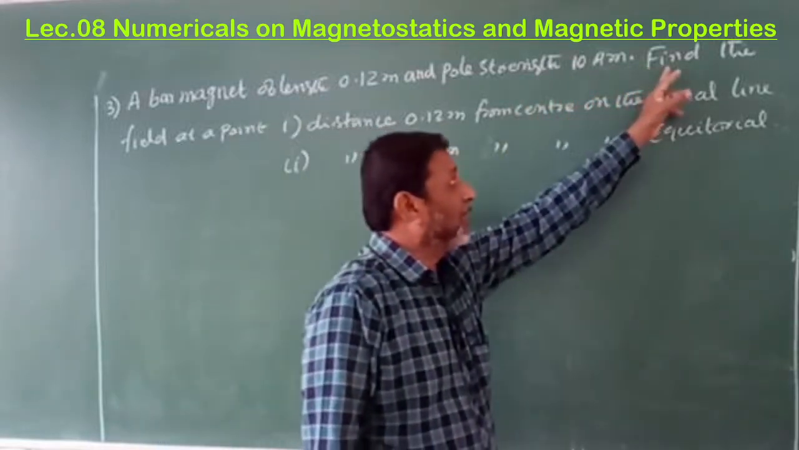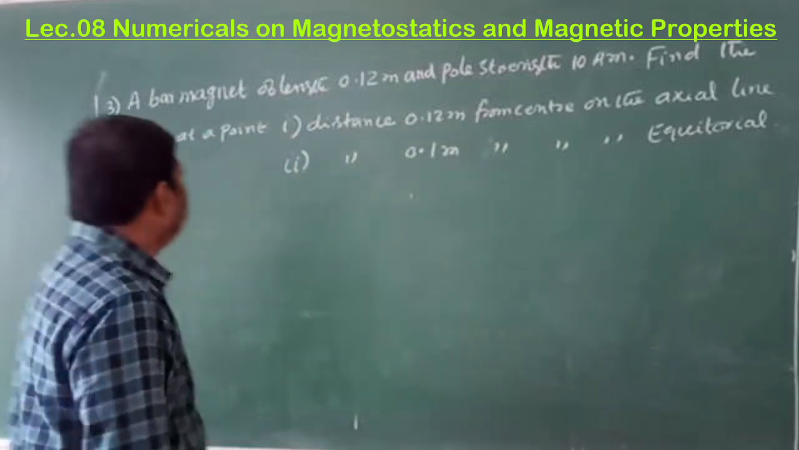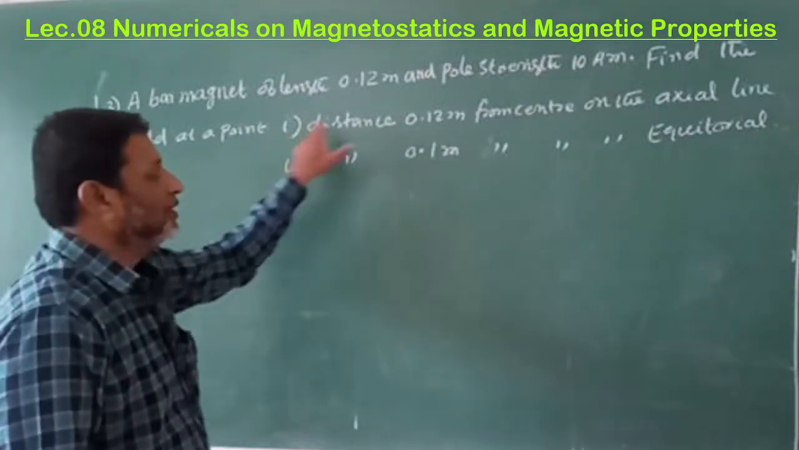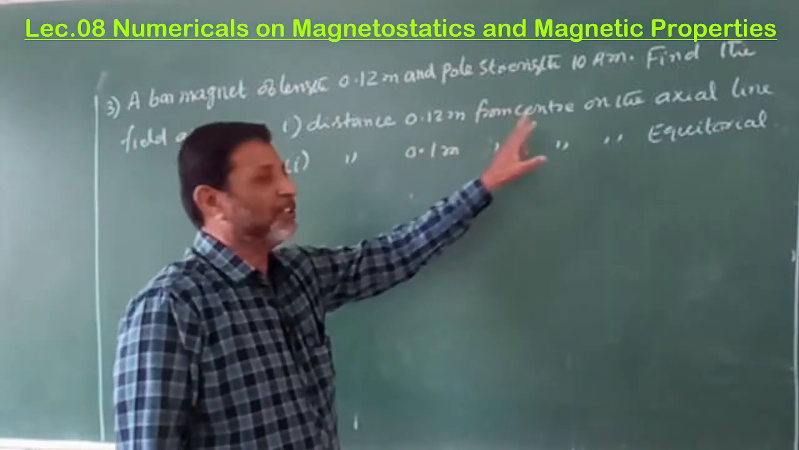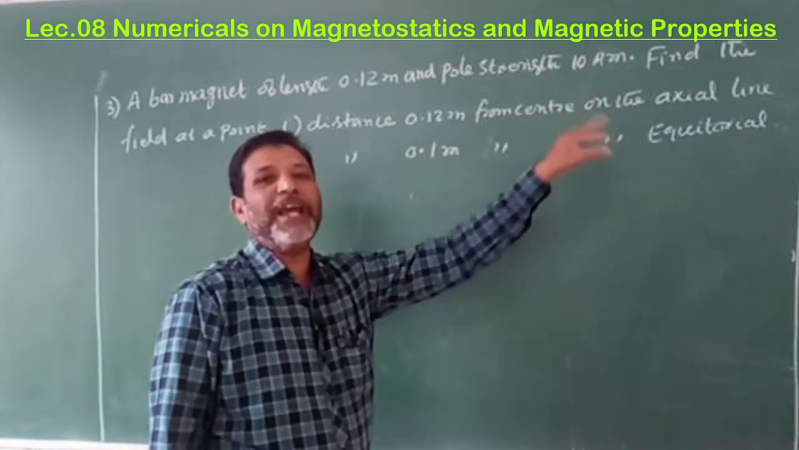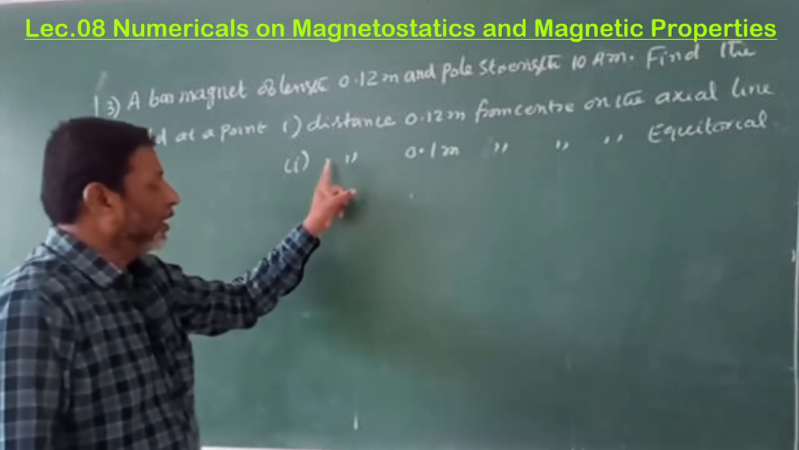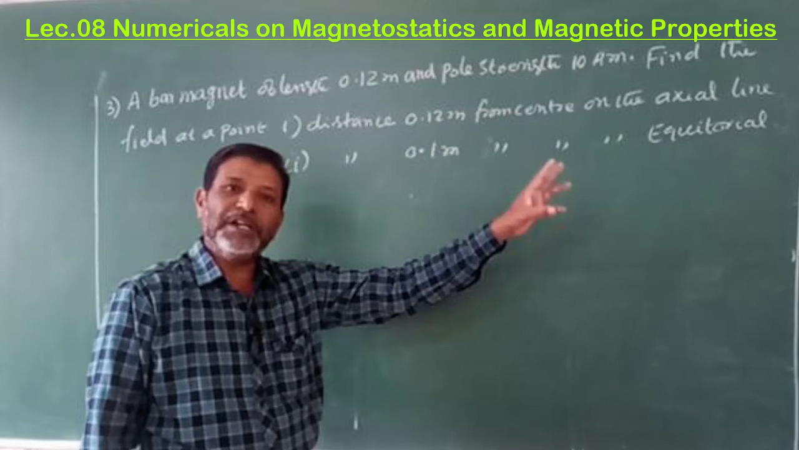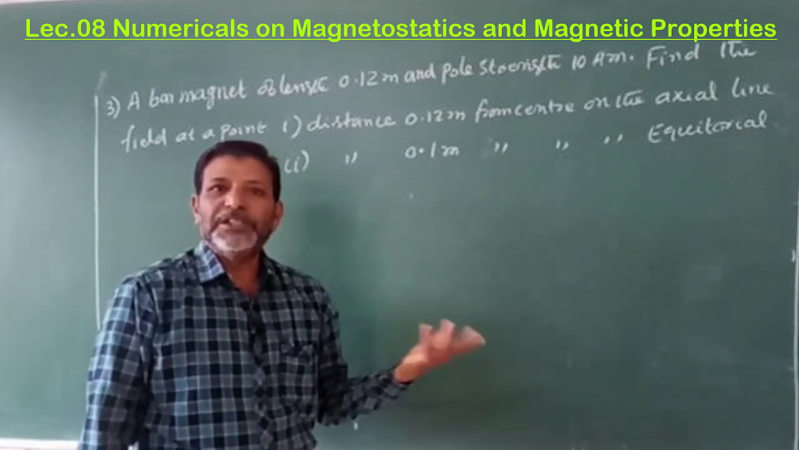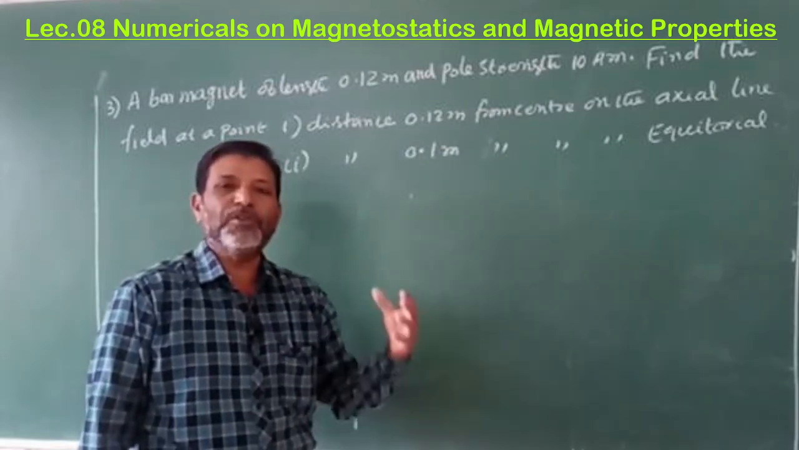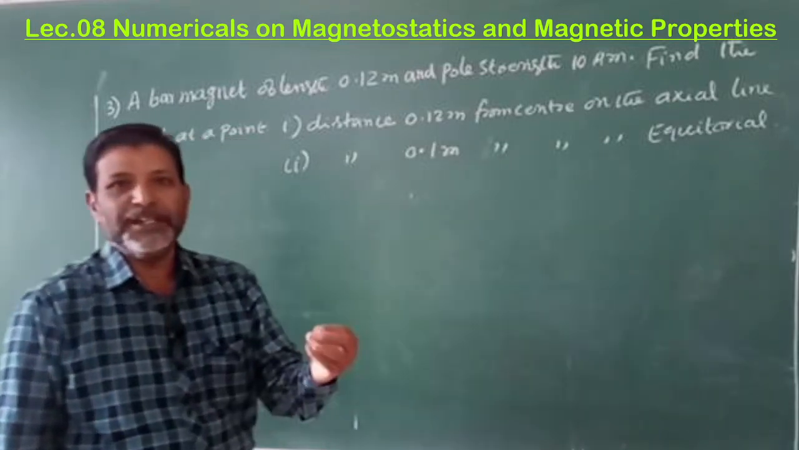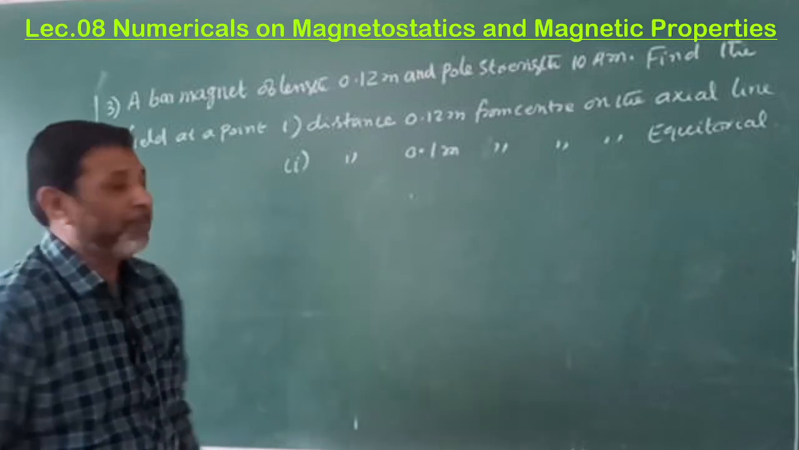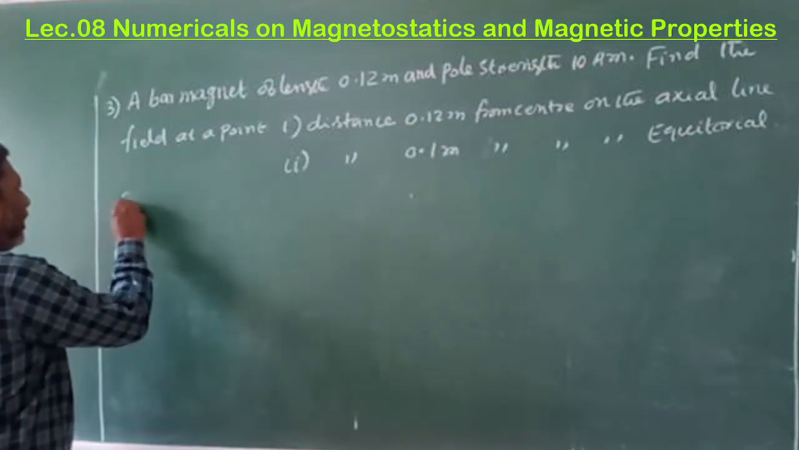Then he wants you to find the magnetic field at a point, isn't it? At a point which is at a distance of 0.12 meters from the center along the axial line, and next at a point at a distance of 0.1 meter from the center along the equatorial line. That means you have to find the field along the axial line and equatorial line of a bar magnet. It is not a short magnet.